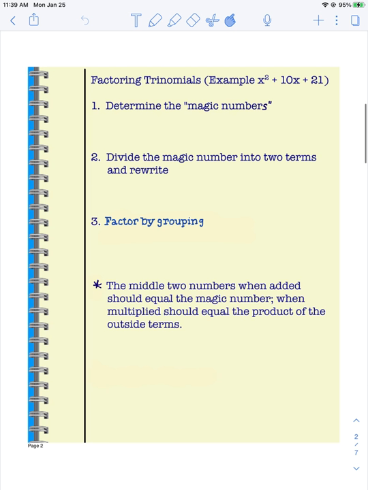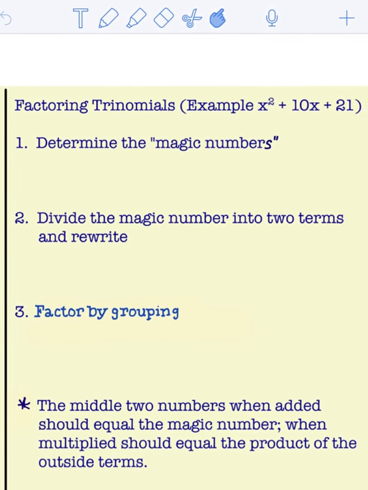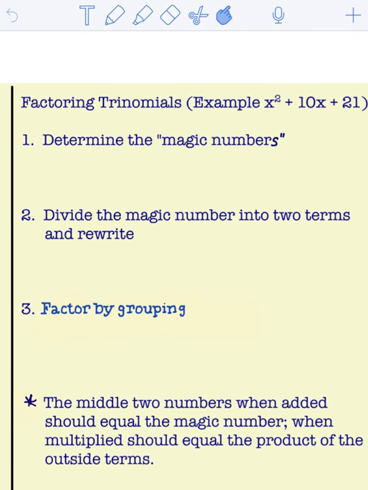Okay, so when we factor trinomials, the first step is to determine the magic numbers. Now, in the last example, these were set up for us. Now we just get to set it up ourselves. We want numbers that multiply to the last one and add to the middle one.